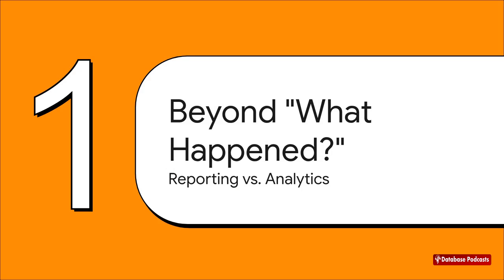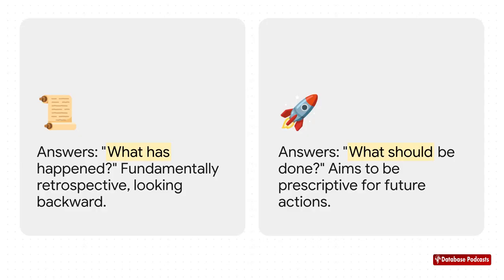And honestly, that leap is the fundamental difference between old school reporting and what we now think of as true modern analytics. Think of it this way. Traditional business intelligence is always looking in the rearview mirror. It's retrospective. Its whole job is to answer what has happened. But modern analytics, that's about looking forward, through the windshield. It's prescriptive. It's designed to answer, okay, what should be done now? Today, we're going to explore two really powerful techniques that make this whole shift possible.